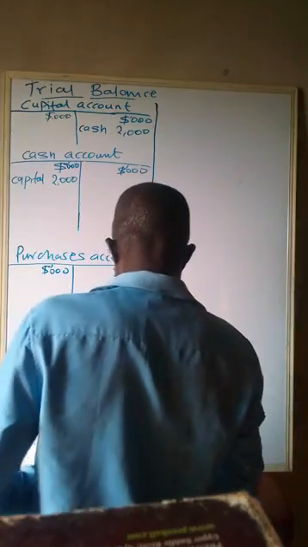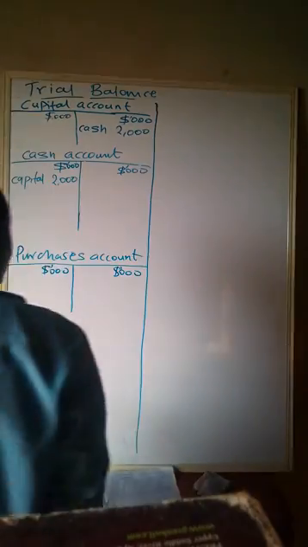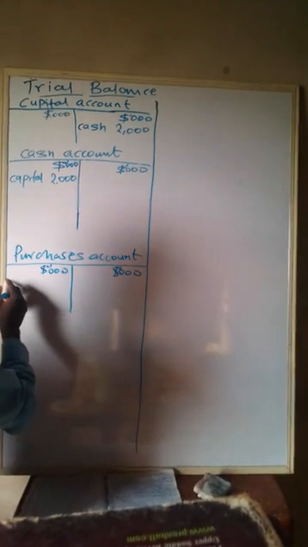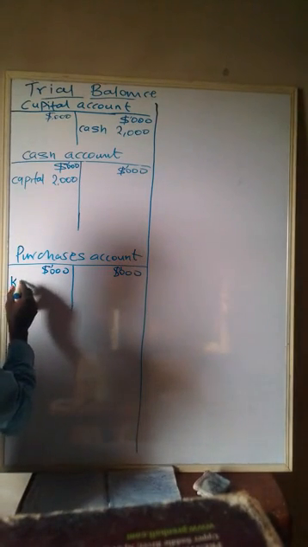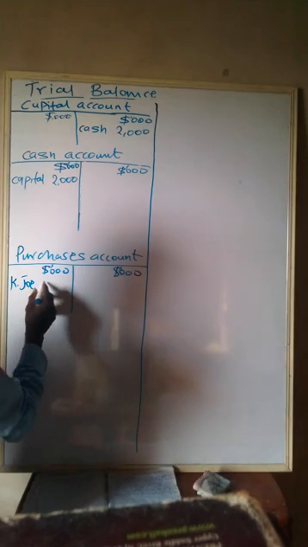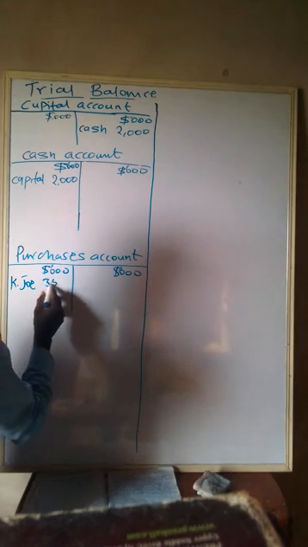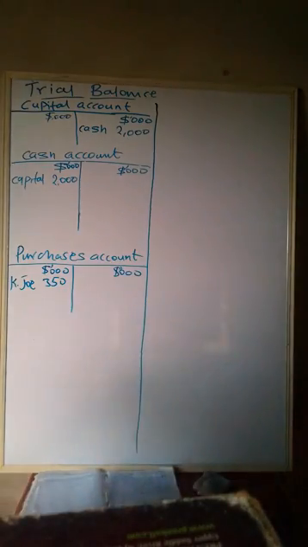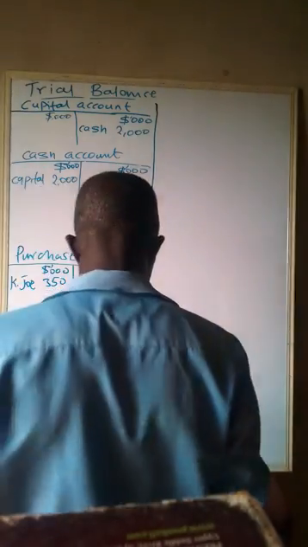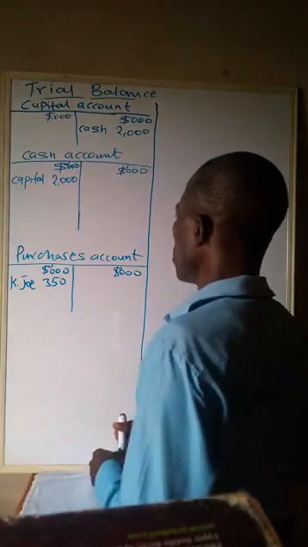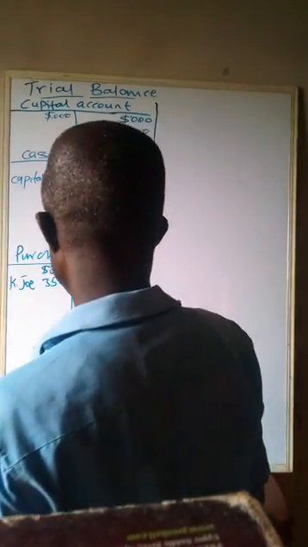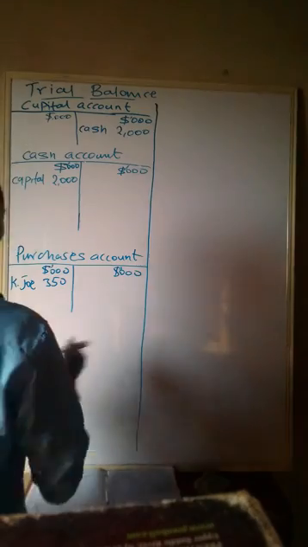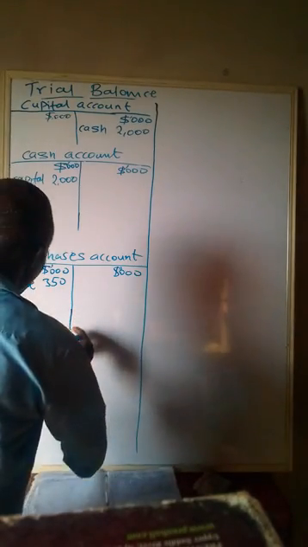Purchases, bought goods on credit from K. Joe, 350. So the corresponding entry here is K. Joe, $350,000, and that is purchases.